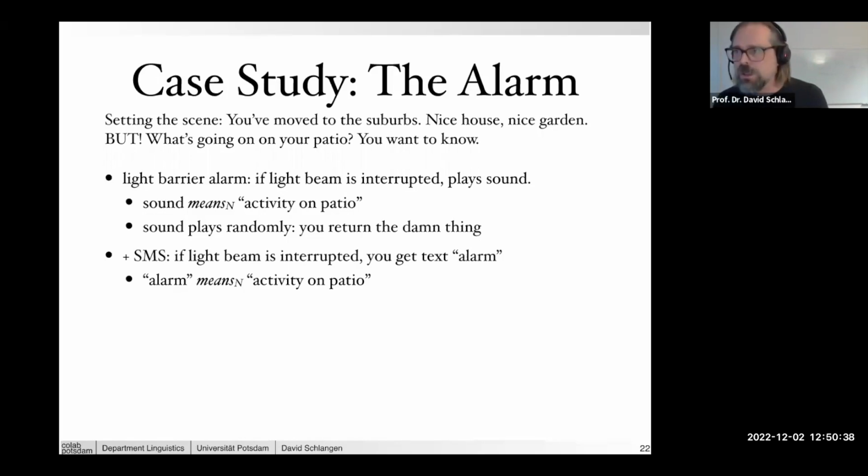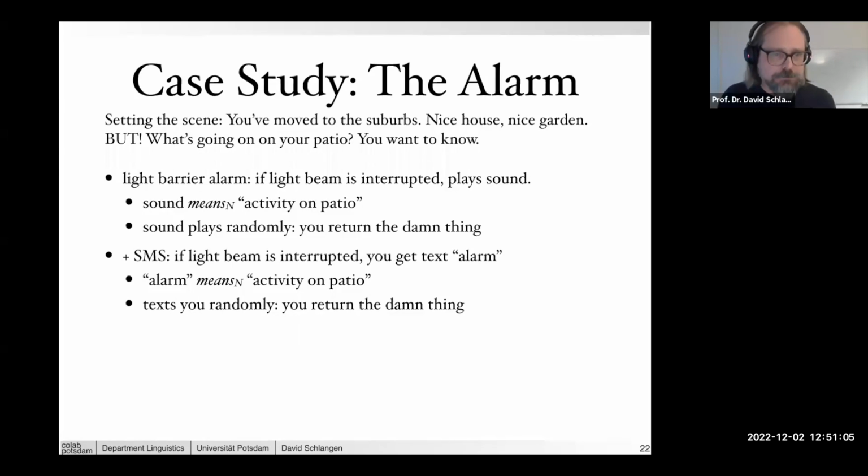Probably not, right? The connection is still very much a causal connection. It's just a little bit more complicated, but this isn't real language use. The language doesn't add any value. It could be anything apart from the word alarm. Just the fact that you're getting a text message is what gives you the information, what justifies you in having the belief that there's something going on.